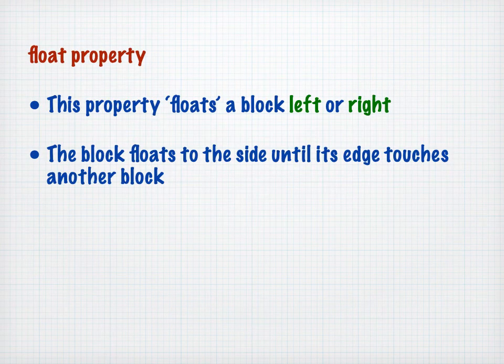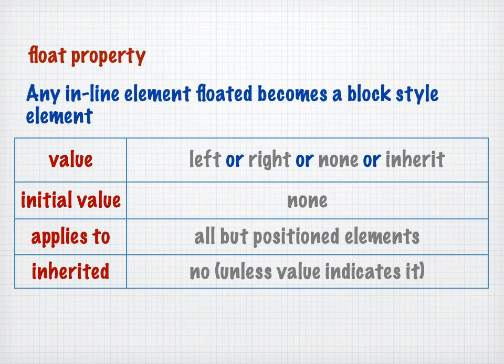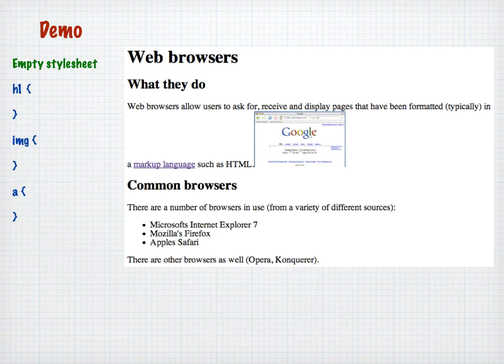So let's look at some of the other things we can do. We can float an element. We can float it to the left or float it to the right. And what will happen is it will float until its edge touches another block. It could also touch the edge of the containing block. Here's the float property. We can go left, right, we can go none. Again, let's have a look at an example.